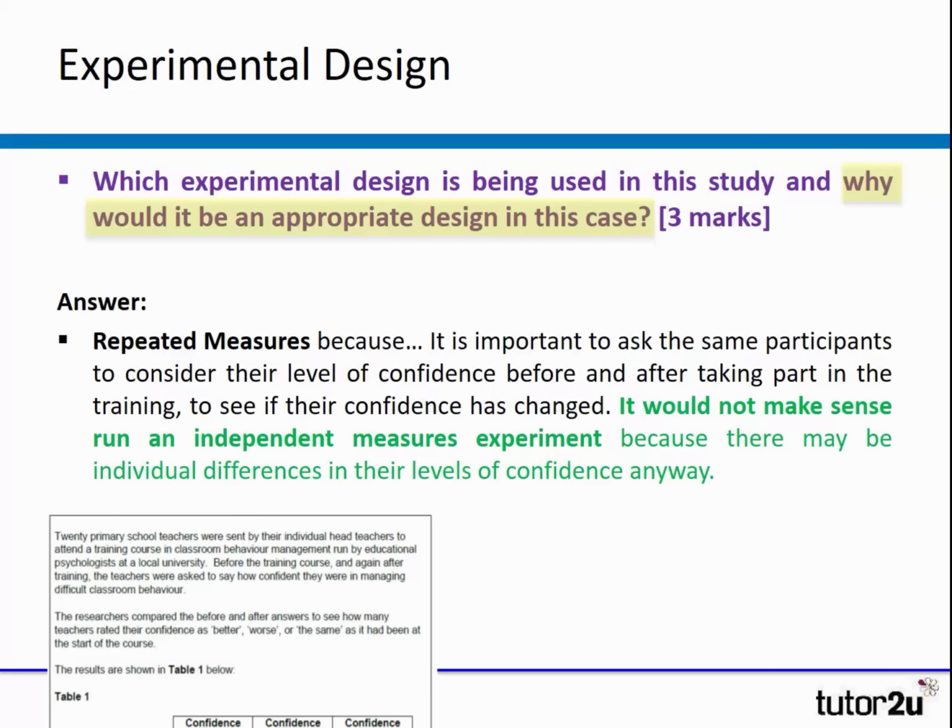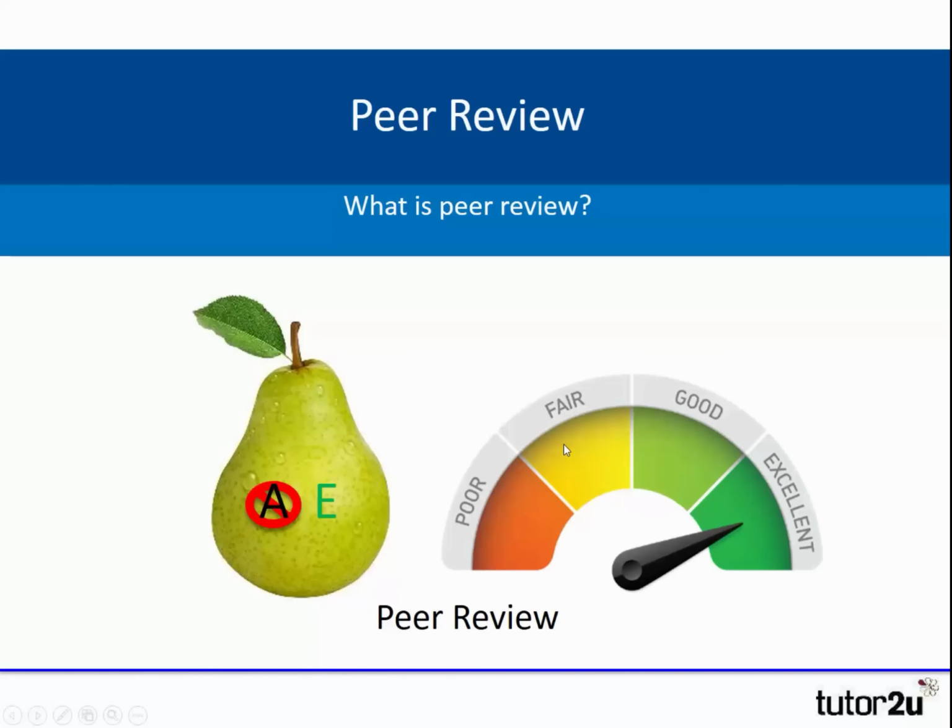Okay. Of course, it's not going to make sense to run this as an independent measures experiment because there's individual differences that might change their level of confidence anyway. So we really need to see the same group of people at the start and after to see the effect it's had. Independent groups will be a complete waste of time here. So really, it is just a simple matter of using common sense in a question like this, and that is what's going to pick you up the 3 marks. So don't try and show off your knowledge about repeated measures here. Just think quite logically in terms of the question, what it's asking you to do.